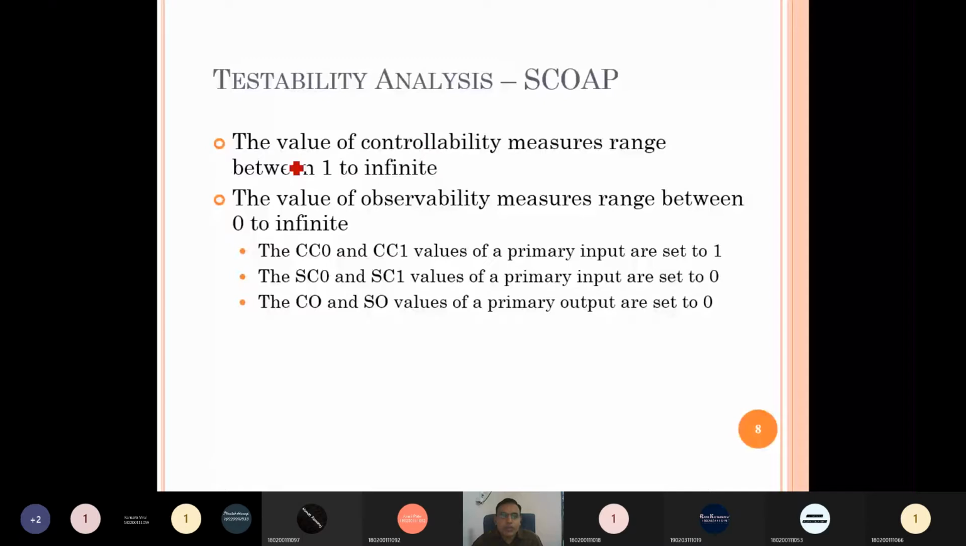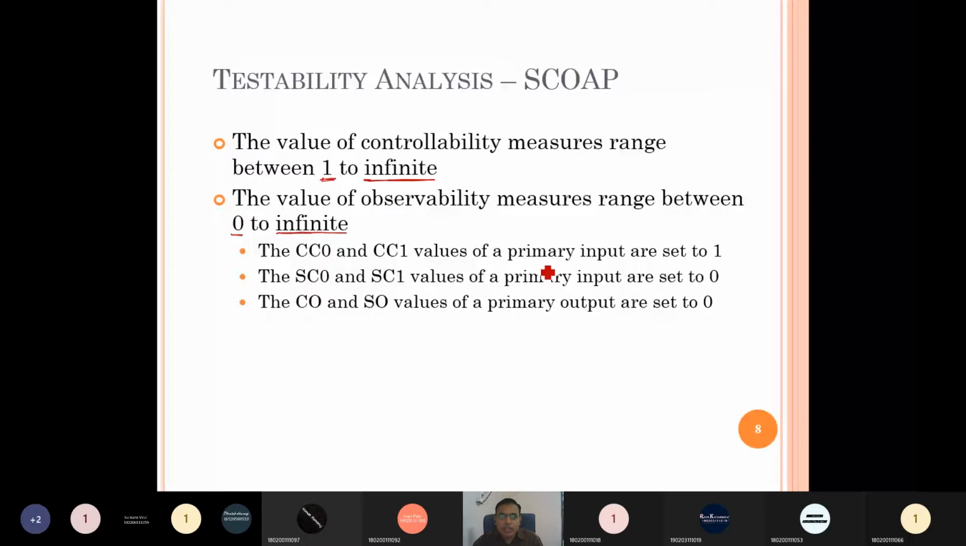The value of the controllability ranges from 1 to infinity, and the value of the observability ranges from 0 to infinity. 1 is the minimum difficulty level and infinity is the maximum difficulty level. Similarly in observability, 0 is good: a value of 0 indicates the minimum difficulty level to observe any intermediate node logic at the primary output, and infinity is the maximum difficulty level.